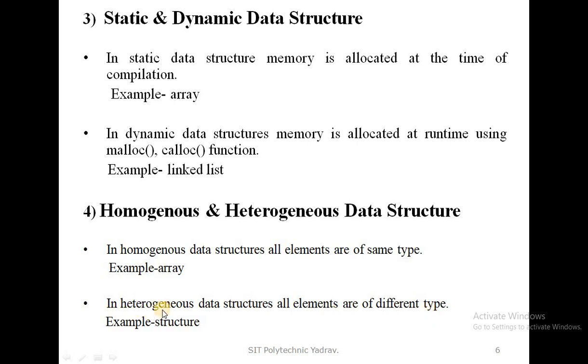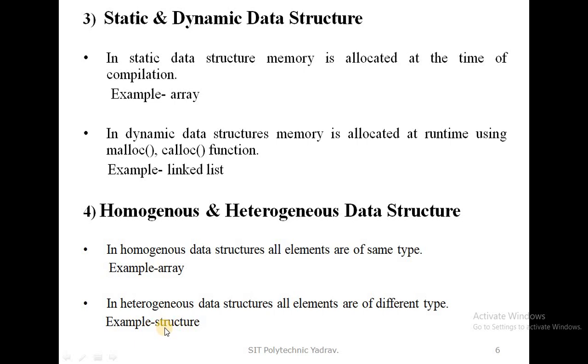Heterogeneous means different. In it, elements of different types are stored. For example, a structure. We already know what is meant by a structure. A structure is a collection of different data types. Means that through a structure, we can create different data types together. In a structure, we can create data types such as integer, float, or character, etc. So these are the examples.